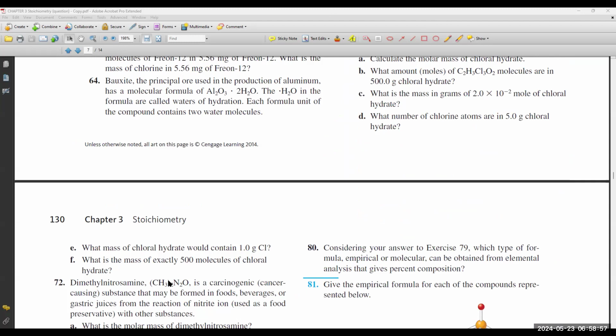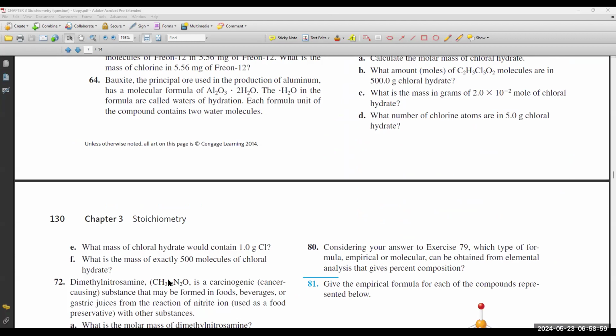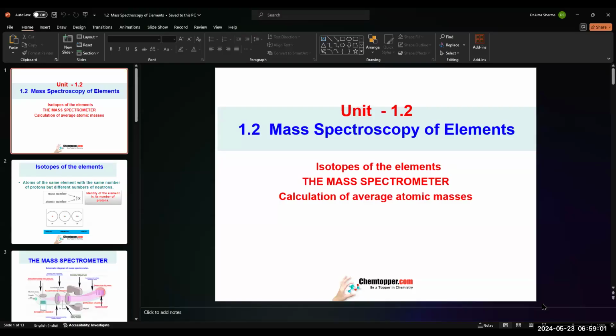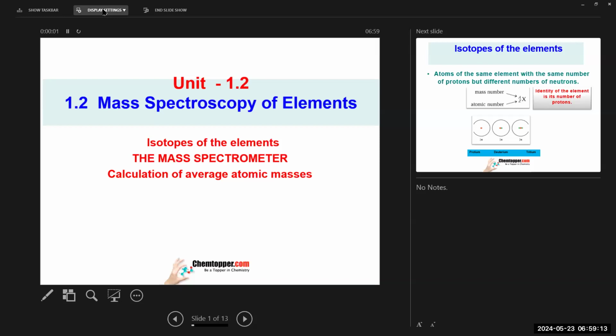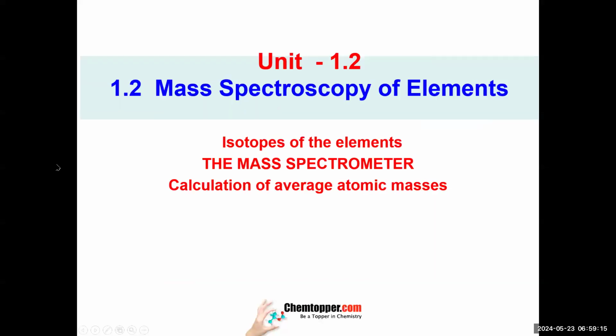Sharing it with you. This unit is very important for your AP exam, any chemistry exam, for the chemistry Olympiad. This unit is based on mass spectroscopy. Spectroscopy is a technique. You're going to learn different types of spectroscopy, IR (infrared) and NMR, in very brief. This is the only one which is in detail.